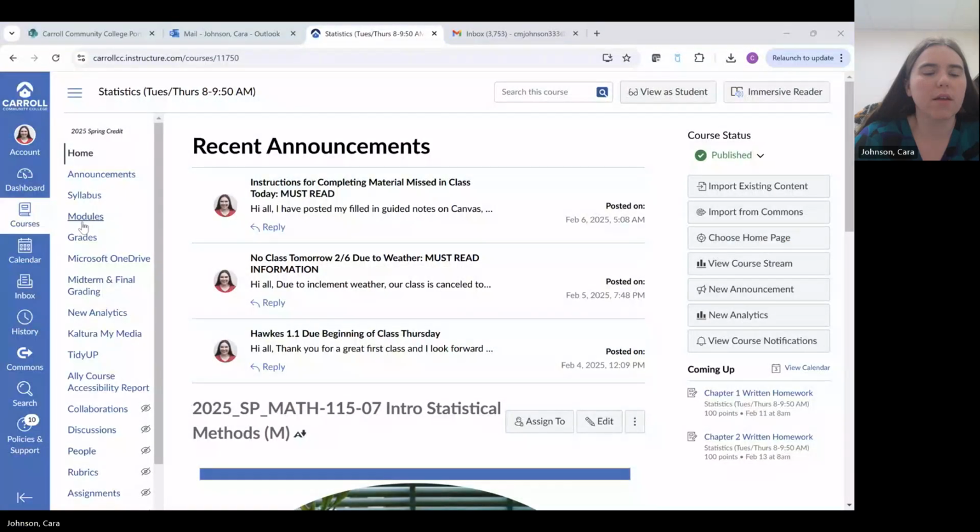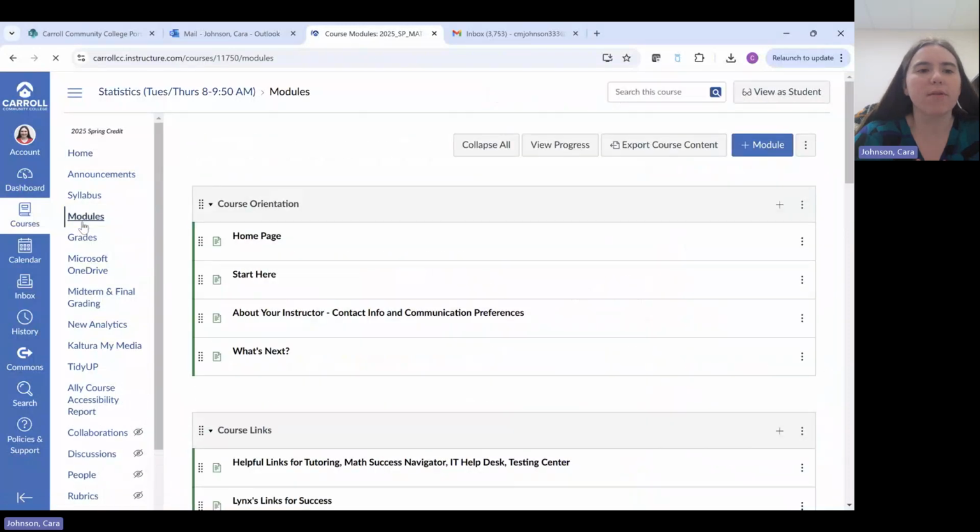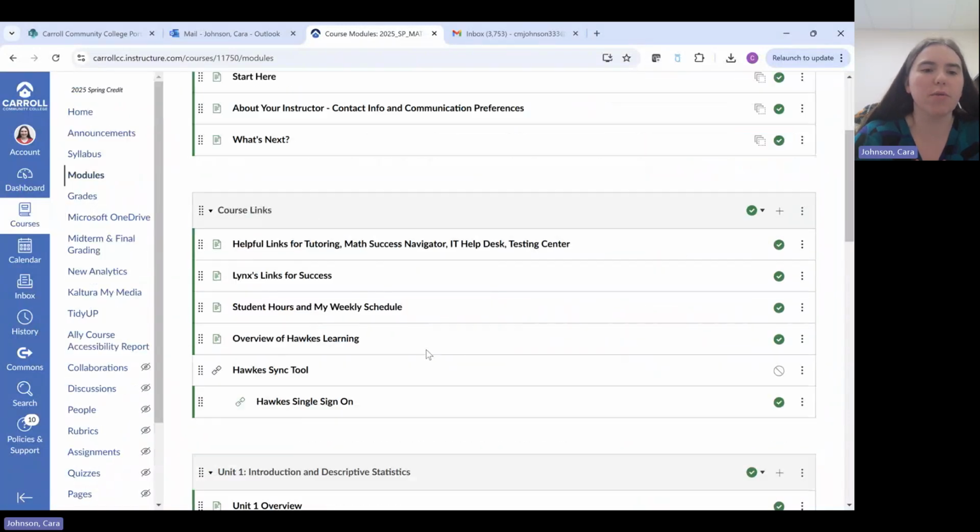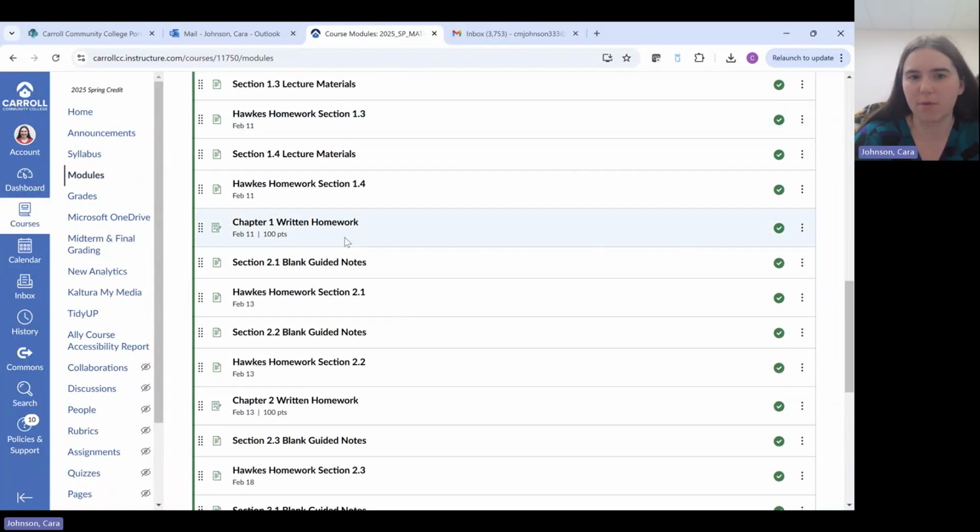So I'll go ahead and screen share and start going through it here. You can find the Chapter 1 written homework under Modules, then Unit 1, and then Chapter 1 written homework.